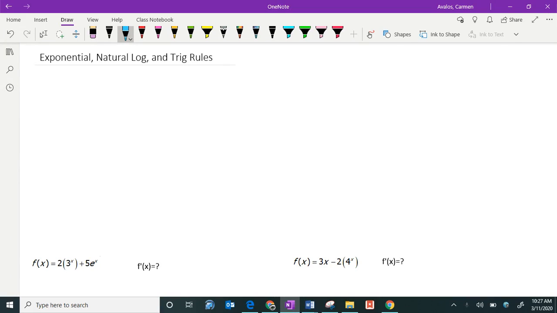Okay, we're going to start with exponential functions. An exponential function has a base that's a 2 or a number, and the exponent's a variable. So 2 to the x, e to the x, 3 to the x. These are all exponential functions.